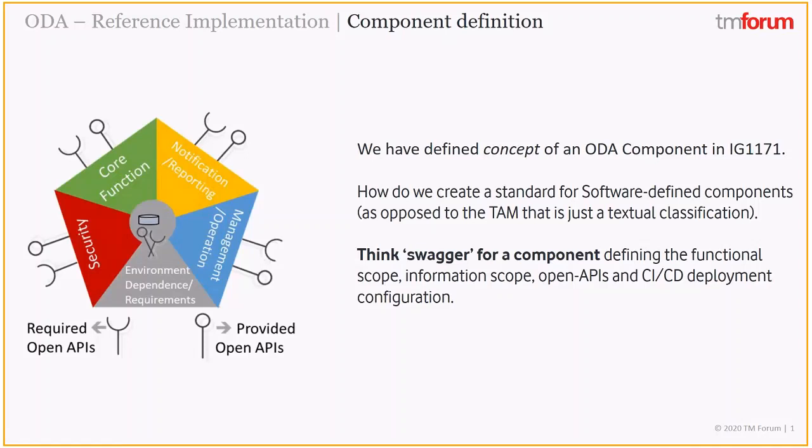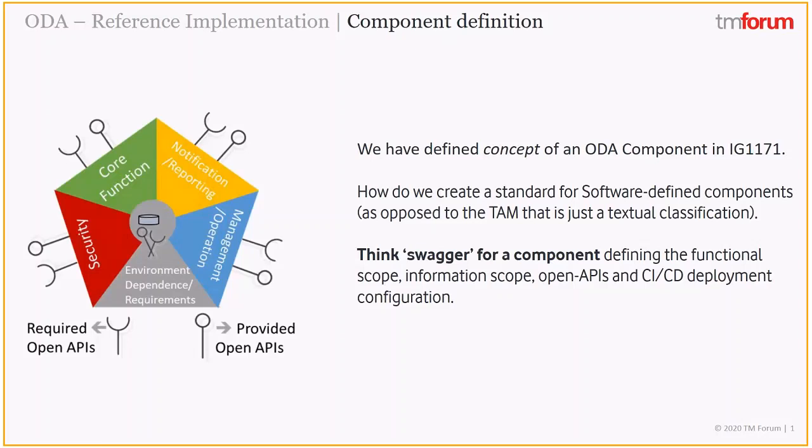As part of the Open Digital Architecture reference implementation, we've defined the concept of an ODA component in IG 1171. But the question is, how do we create a standard for software-defined components? So we want to have a standard for all these different components making up the Open Digital Architecture, but we don't just want a textual classification of components, we want a real software-defined artifact.